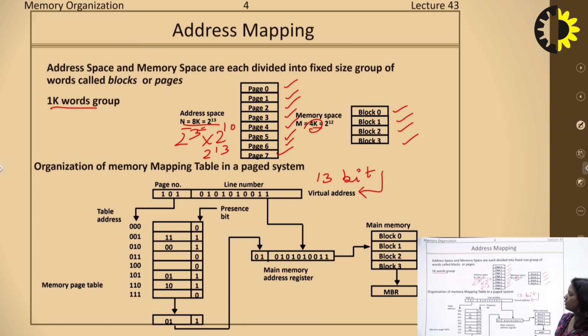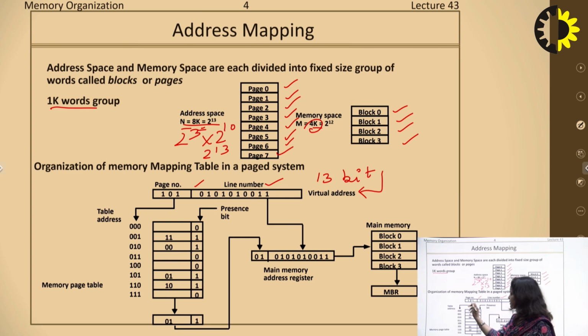Okay, and it will be issued by our computer system, the operating system. It is divided into two parts: one is the page number and one is the line number. This whole technique of mapping a virtual address to a physical address is known as the paging technique. The first 3 bits are the page number and the last 10 bits are the line number.